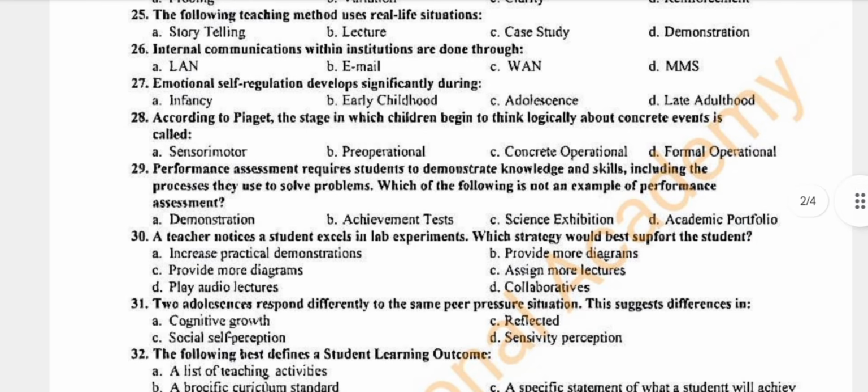Question number 30. A teacher notices a student excels in lab experiments. Which strategy would best support the student? And the correct option is D, assign more lectures.